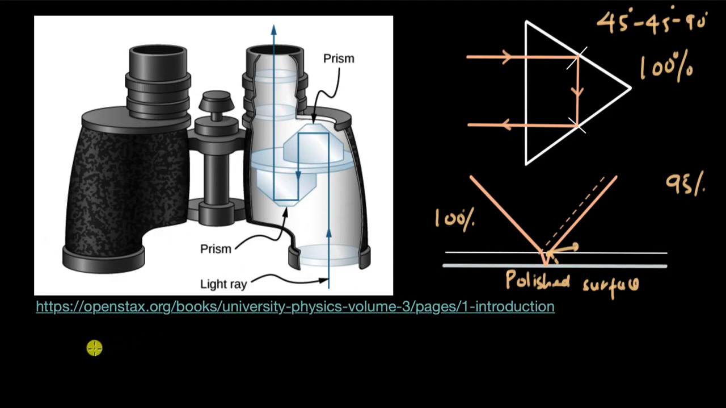And this is the same reason why optical instruments like periscopes, which are used in submarines, also use prisms and not mirrors.